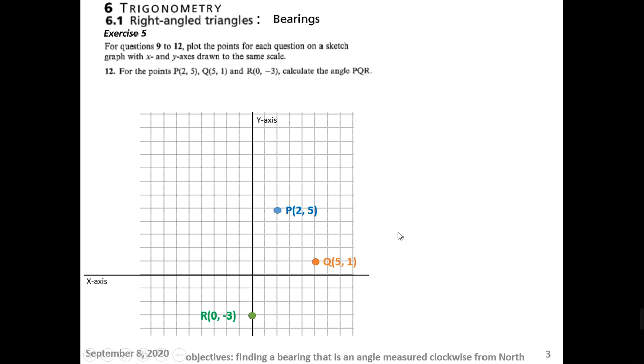Then connect the 3 points together. Start from P to Q, Q to R, and then R to P. So this is our triangle.